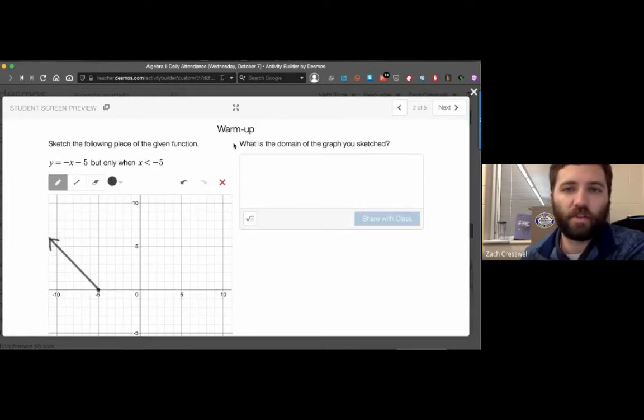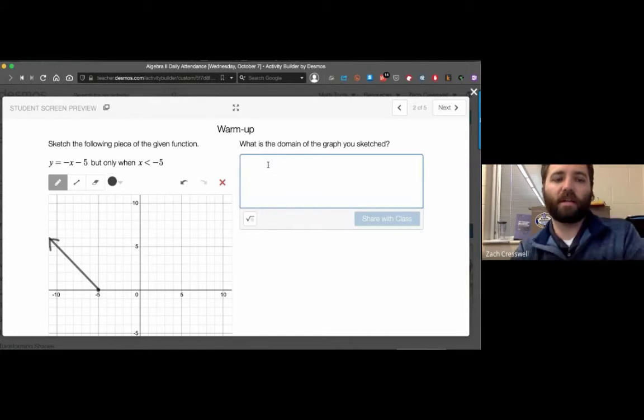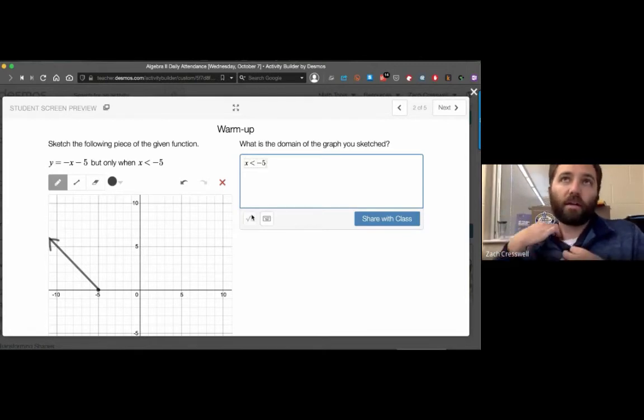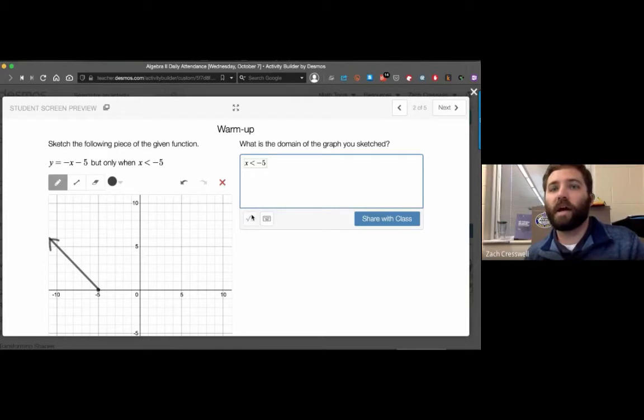The next thing is, what is the domain of the graph you sketch? Well, the domain is going to be x less than negative 5, because domain is all of the x values that have outputs. In other words, all of the x values that correspond to y values. Or a third way of thinking about it is all of the x values that are covered by the graph.